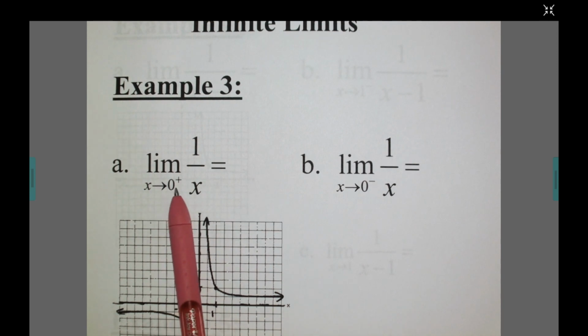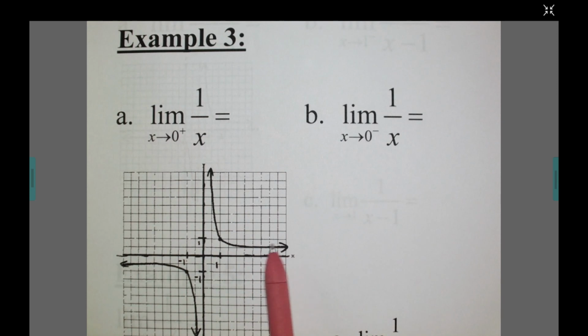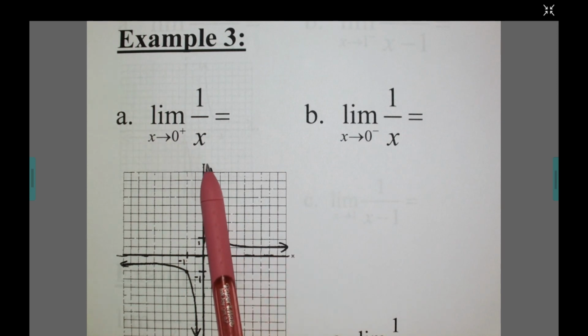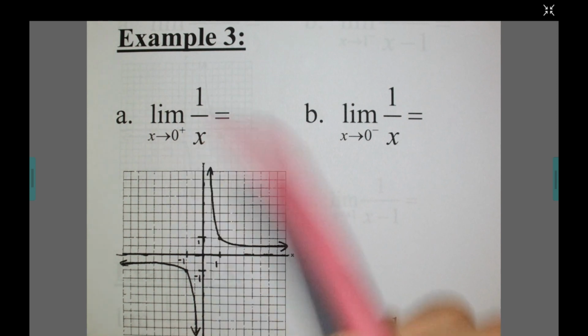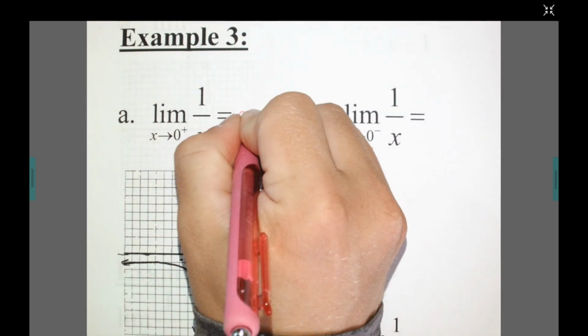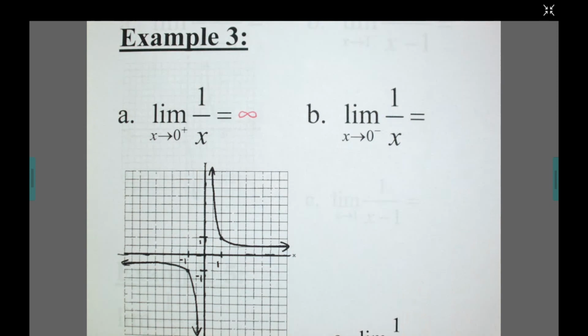But continue what we're doing. Approaching 0 from the right, I'm on this function here, and I look at my function. It keeps going up, up, up, up, up to infinity. Okay, we got an arrow going up. You're not approaching a real y. It just keeps going up.